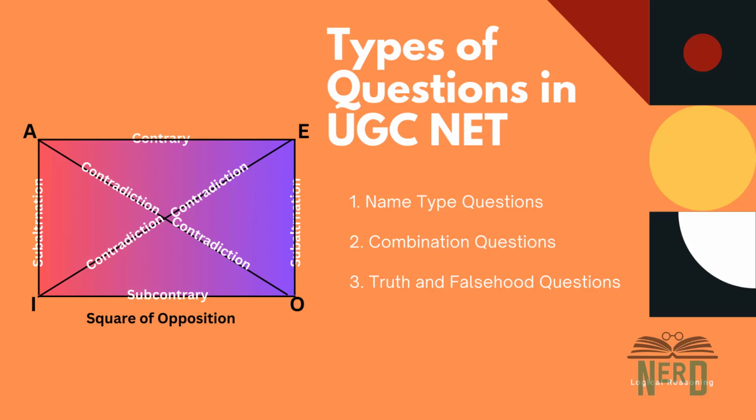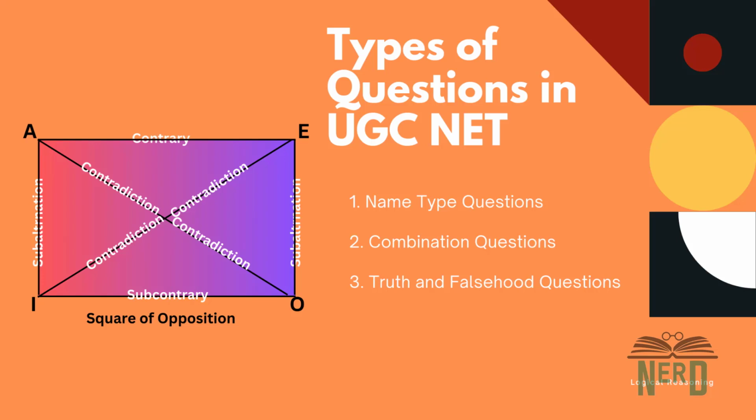2. Combination questions. The second type of question might ask you to match each relationship with the correct pairs of statements. Here's how you can remember these combinations. Contradictory, AO and IE. A, all swans are white, and O, some swans are not white. I, some swans are white, and E, no swans are white.